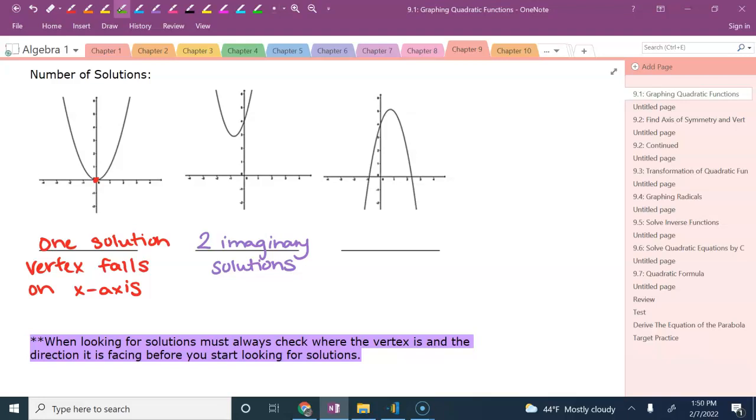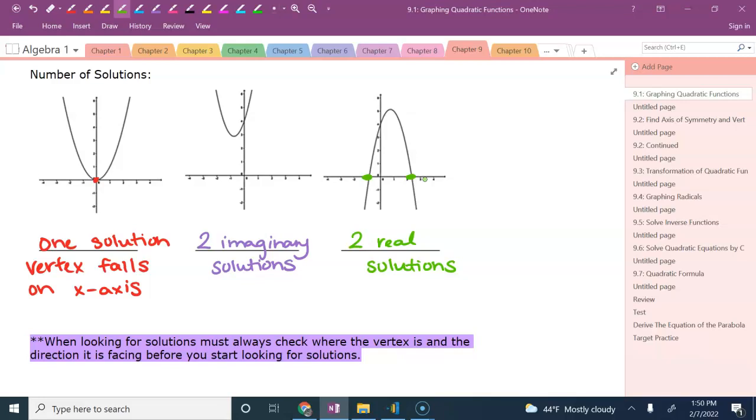The last situation here is that this graph crosses 2 separate times, which is what we saw a lot of in our examples that we did today in class. And so this has 2 real solutions. It crosses the x-axis at 2 distinct points there that we could find. Whether they're whole numbers or decimals, fractions, whatever, we should be able to figure out exactly where they are by looking at our graph.